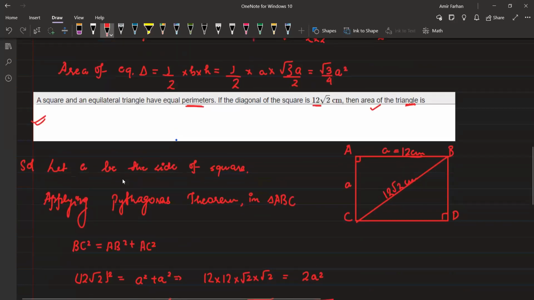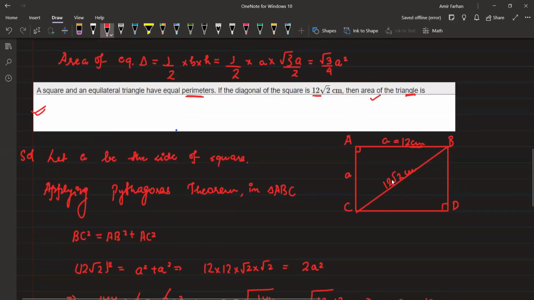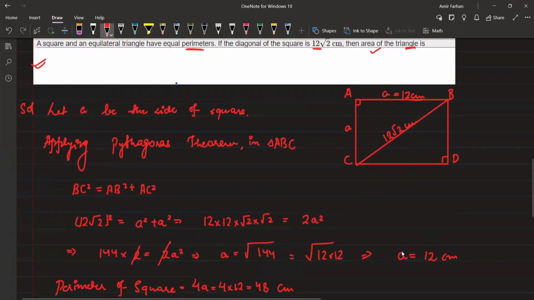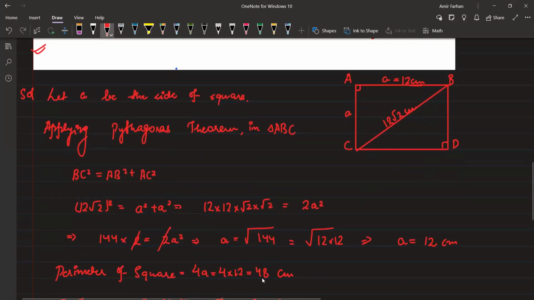let A be the side of the square. If A is the side of the square and the diagonal is given to you, you can calculate the side by using the Pythagoras theorem. So the side would be nothing but 12 centimeter. And if the question has said that the perimeter of the triangle and the square is same, so the perimeter of the square would be 48 centimeter. Is that clear? 12 into 4, that is 48 centimeter.